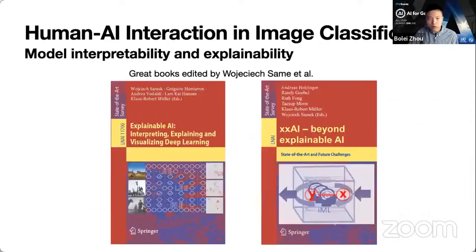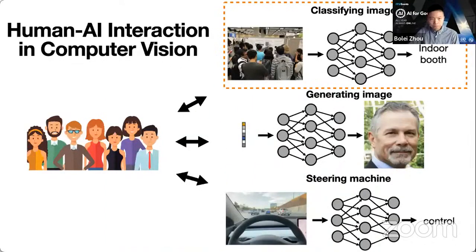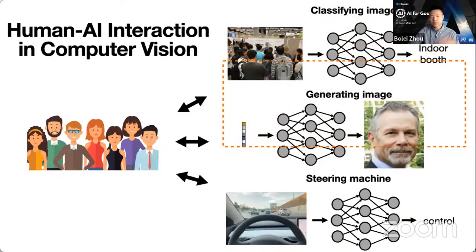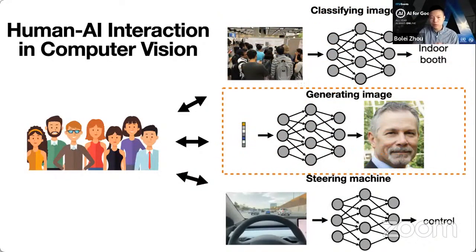Towards this line of work, I would like to highlight some wonderful textbooks and books edited by Dr. Samek. Very nice work. For audience members interested in model interpretability, I suggest you take a look at Explainable AI or XXAI, Beyond Explainable AI. They give you an overview of recent progress in explainable AI for the classification task. That is the first part on image classification: how can we build more interpretable relations with the classification models we have?